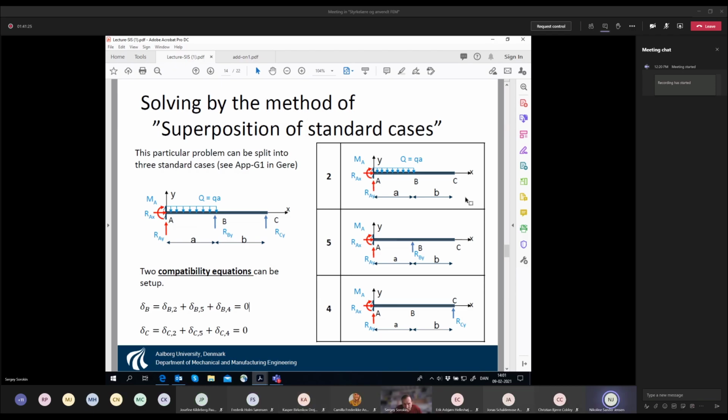I have a question as well. Maybe it's just in general, but would the compatibility equations often be zero because the original structure is kind of locked? Yes, true. The most natural formulation of this compatibility equation is just to say that displacement is zero. You're absolutely right.